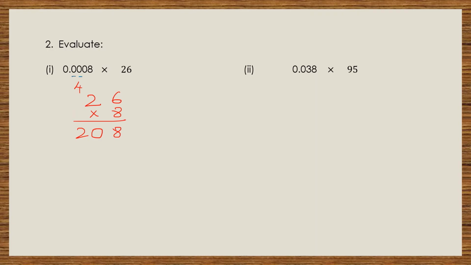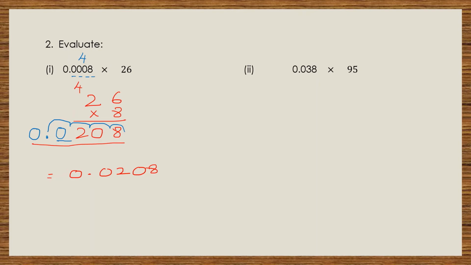Now go back to the question. 1, 2, 3, 4. 4 decimal places. Our answer also should have 4 decimal places. So that means 1, 2, 3, 4 and then here. So here there's a number missing. What do we do? We put a 0. And since there's no number before that, we can put a 0 there also. So what is our final answer? Our final answer is 0.0208.